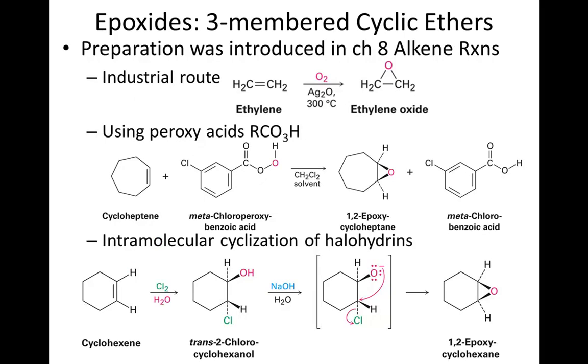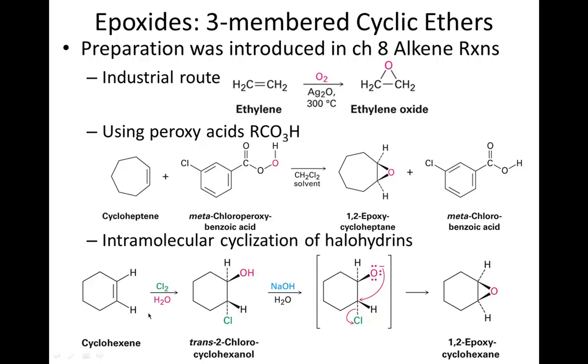Okay, what else? Well, in the chapter on alkenes, we talked about making epoxides, and the industrial route for that was oxygen over a catalyst. Or we could use a peroxy acid, which I abbreviated RCO3H. They're showing you a specific example. So here's the R group, here's the R group, CO3H. That's my abbreviation for that, and this is just one example. You can make epoxides that way, and that was in the alkenes chapter.